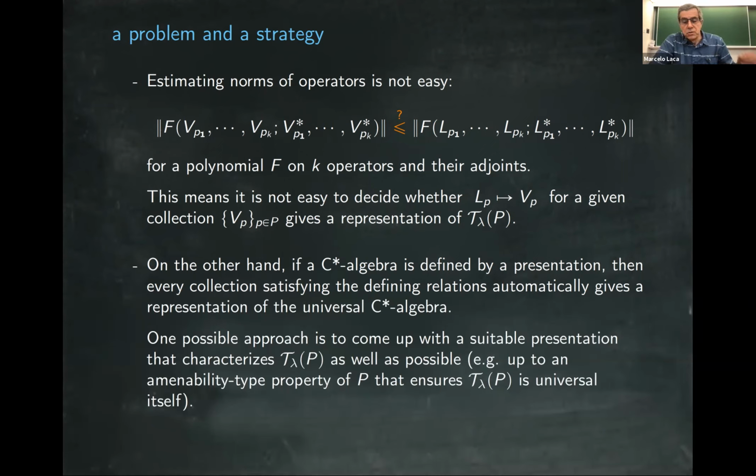So one possible approach to study T lambda of P is to try to find a suitable presentation that characterizes it. Maybe not on the nose, maybe that's not possible, but as well as possible. So try to find relations that define, up to amenability, T lambda of P. That up to amenability is very concrete. It's an amenability-type property that P may have, which ensures that once you have found the relations, T lambda of P is universal for those relations. And that sometimes happens and sometimes doesn't.